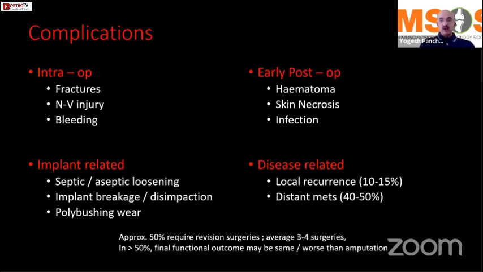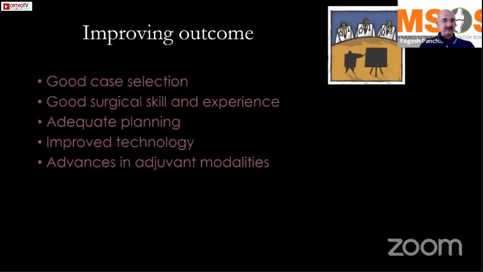One has to note that almost 50% of these particular cases will require revision surgeries. An average of 3 to 4 surgeries are required in the patient's lifetime, eventually later on. And in almost 50% of these patients undergoing repeat surgeries, the final functional outcome may be the same or worse than an amputation. So we need to select our patients very carefully.